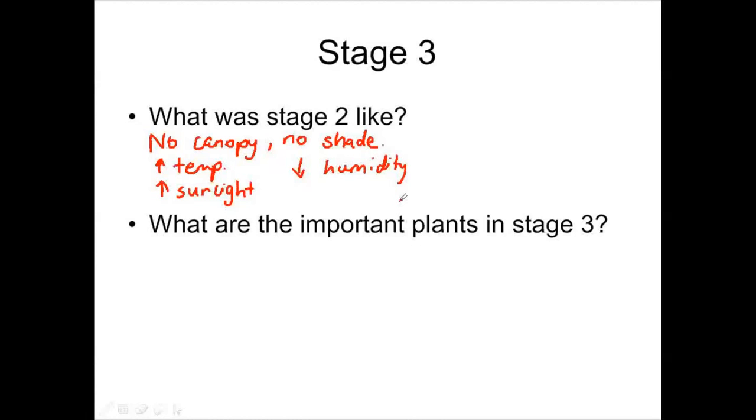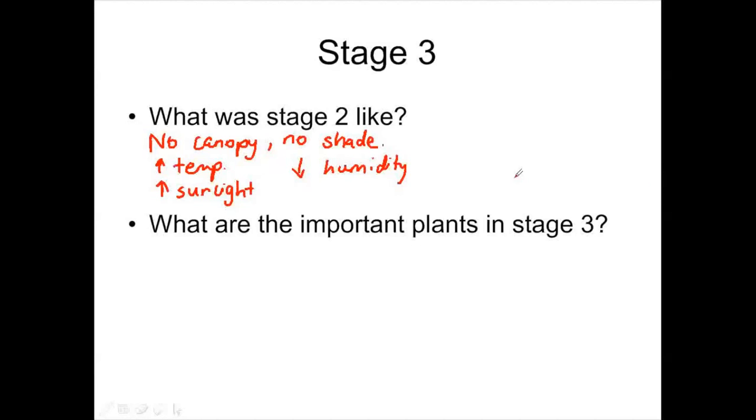Because there is no canopy, the moisture in the air would be able to escape. So in stage 2, because there's no canopy, the moisture within the air will be able to escape, and thus we have a low humidity. So we have a low percentage of moisture in the air.